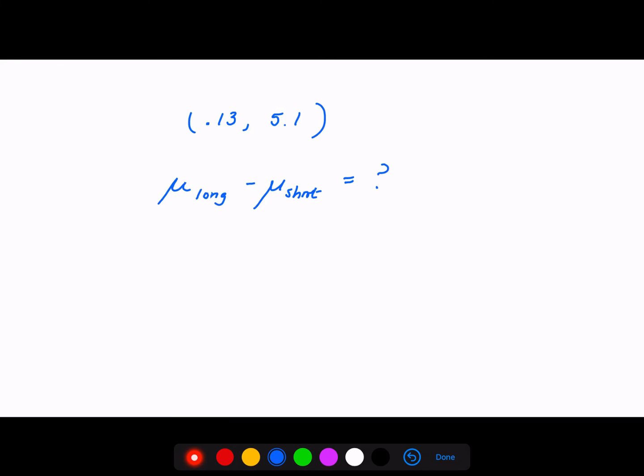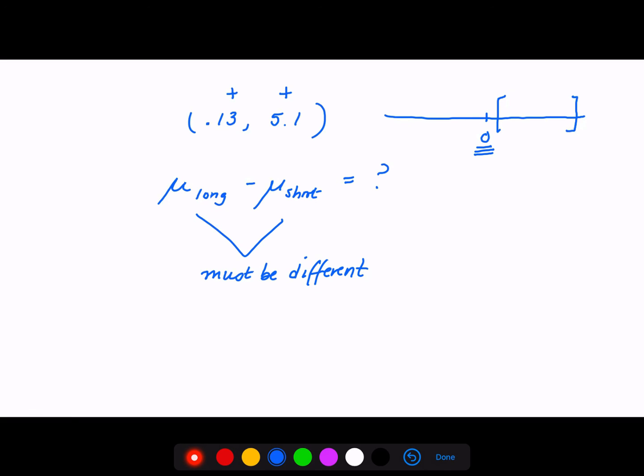The first thing to notice is that they're both positive. What does it mean to be a positive number? Positive numbers are numbers which are greater than 0. So the confidence interval lies on the right side of 0. What this means is that 0 is not a possibility when you subtract these two numbers. And if 0 is not a possibility when you subtract these two numbers, that means that these two means must be different. And that was our conclusion to the hypothesis test.